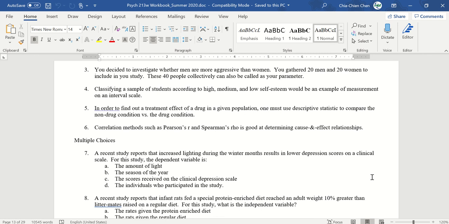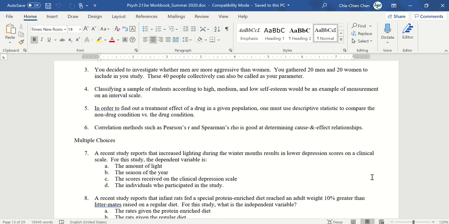Okay, number five, in order to find out a treatment effect of a drug in a given population, one must use descriptive statistics to compare the non-drug condition versus a drug condition. Okay, this is also false. You must use inferential statistics to compare the non-drug condition versus a drug condition.